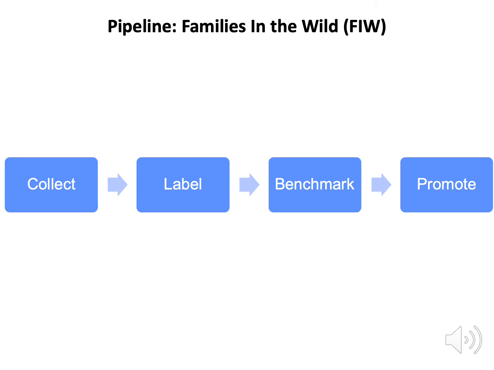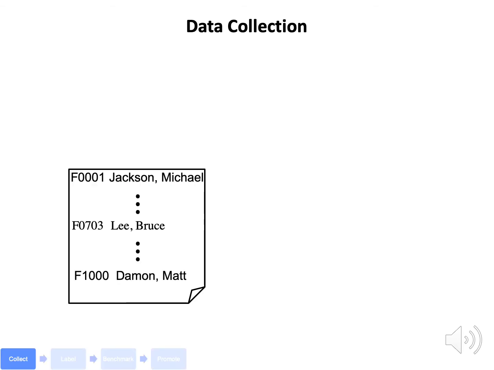So we drew up this simple pipeline by which we built the Families in the Wild data set. First, we wanted to collect, label, then benchmark, and promote our data. For the data collection, we drew up a list of 1,000 individuals for which we would find data. In other words, each of these was the core of, okay, let's find family members for Michael Jackson, let's find family members for Bruce Lee, let's find family members for Matt Damon, for instance.